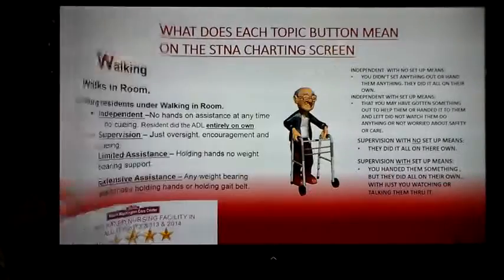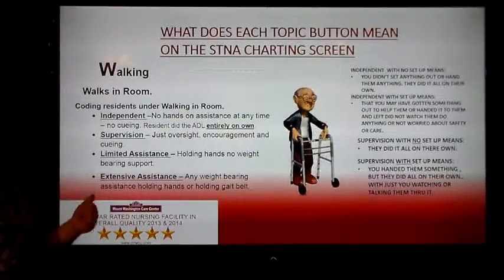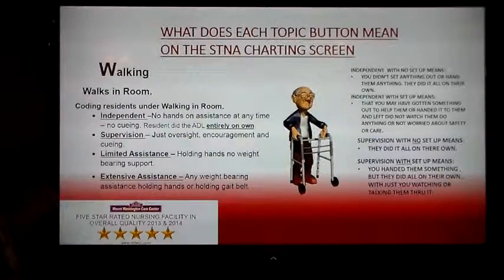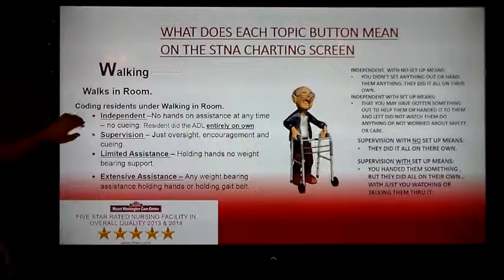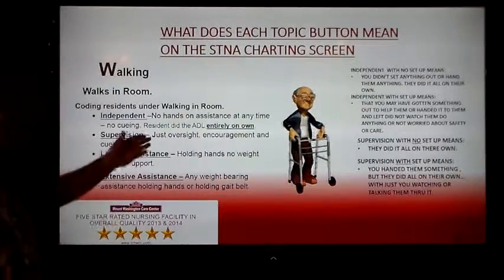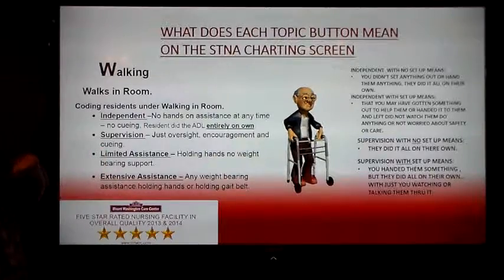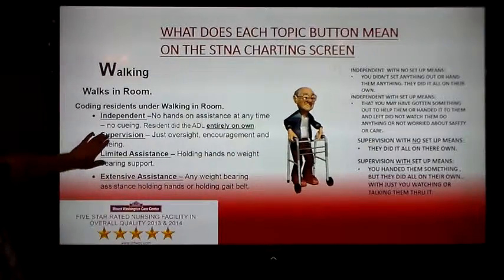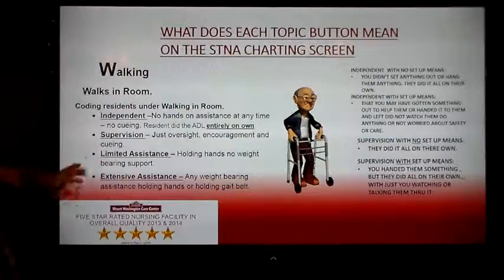The coding for both walking in the hall and walking in the room are independent, meaning no hands-on assistance at any time. The resident does it entirely on their own. Supervision, oversight, encouragement, and cueing. If a resident has a wander guard, they should always be supervision, if not limited or extensive.